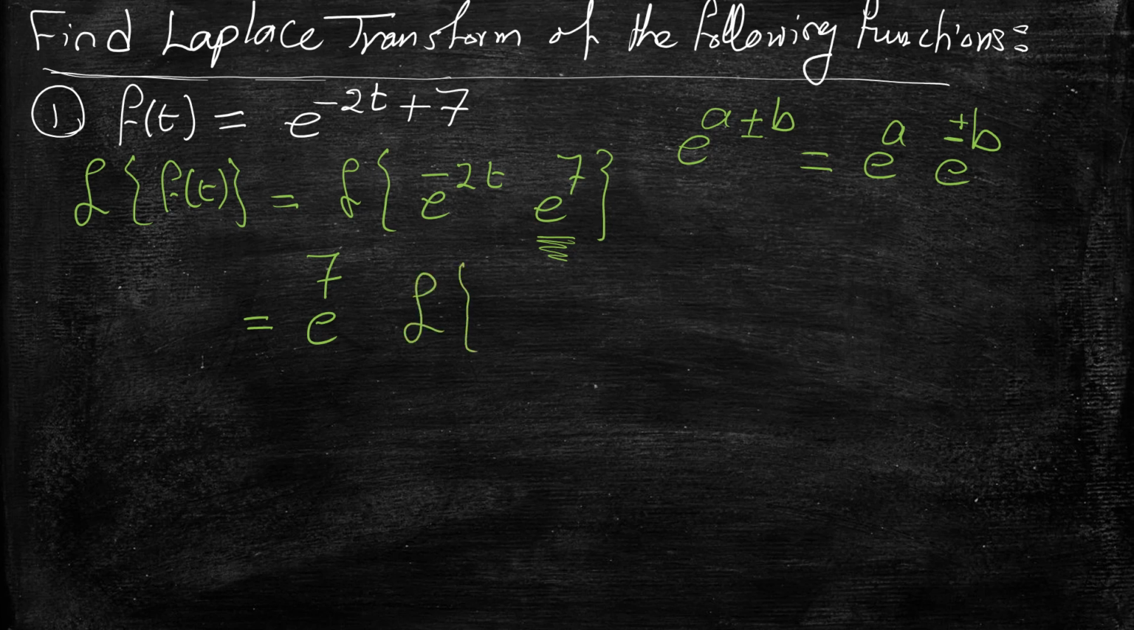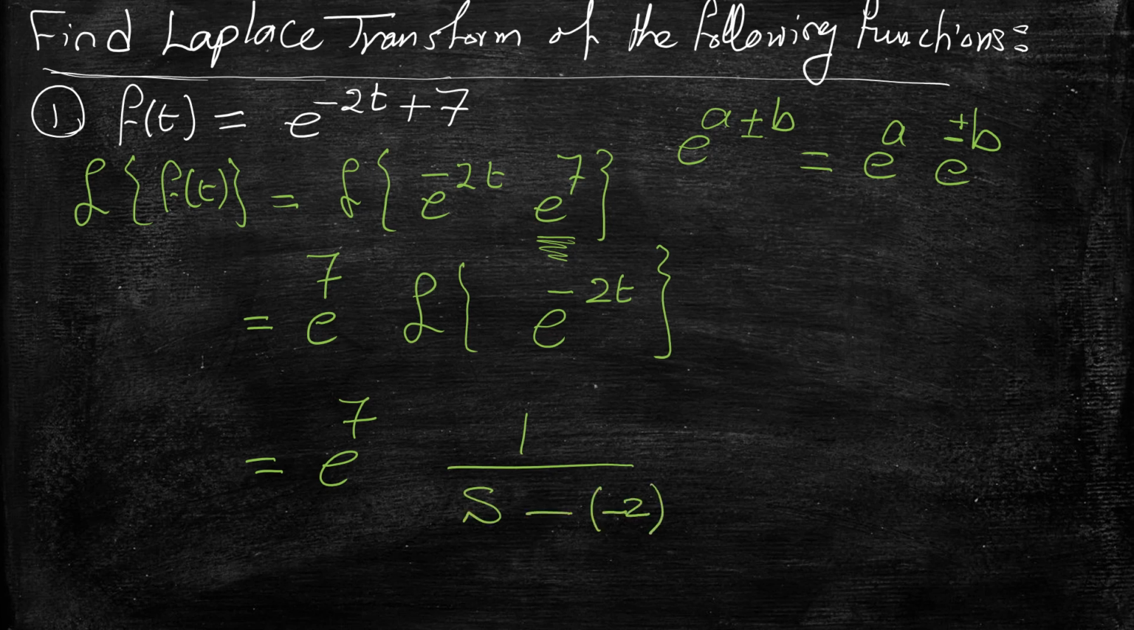And then we'll end up with the exponential. We need to find this Laplace transform too. So e power 7, and for this exponential, from the table, it's 1 over s minus minus 2, which is at the end 1 over s plus 2. And that's it. So again, very quickly, we have this function here, e power minus 2t plus 7. This function is nothing but e power minus 2t multiplied by e power 7. And this e power 7 is a scalar multiplication constant, so it goes just outside. And then we end up with e power minus 2t. From the table, it will be 1 over s plus 2.